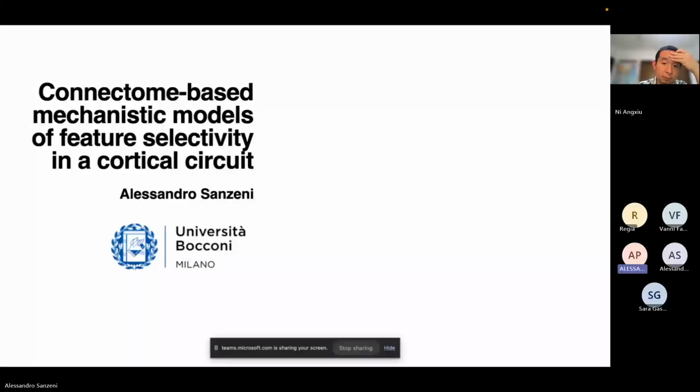Yeah, today I will talk about mechanisms that try to explain the selectivity of neurons in the cortex, and we try to study these mechanisms using connectomic data to constrain mechanistic models.